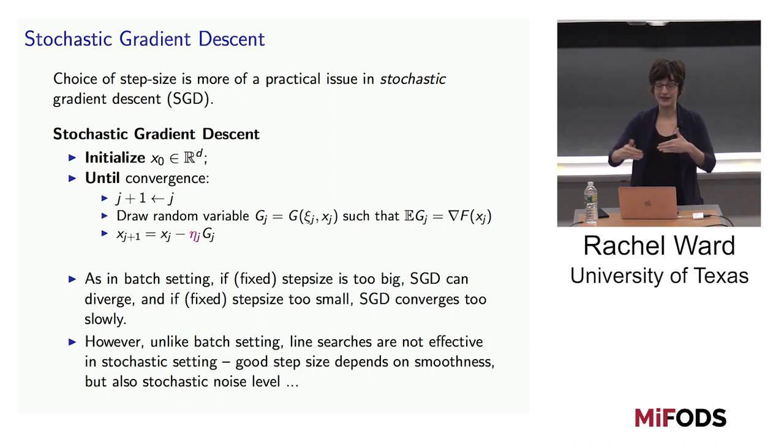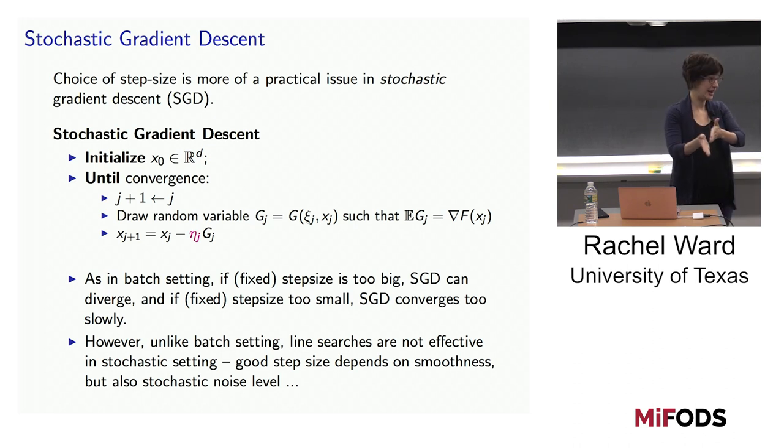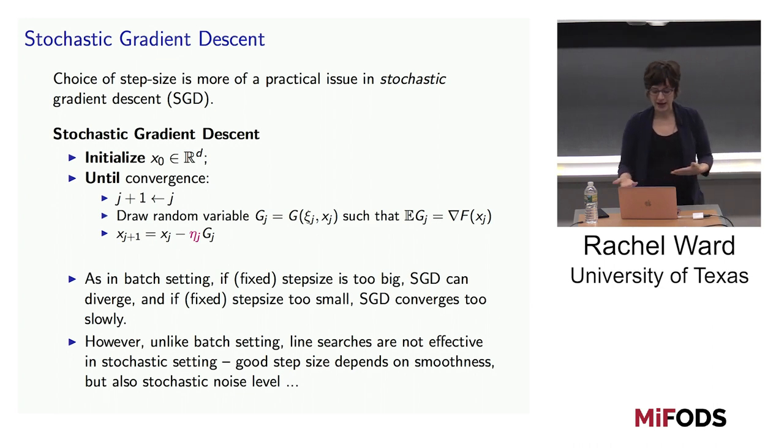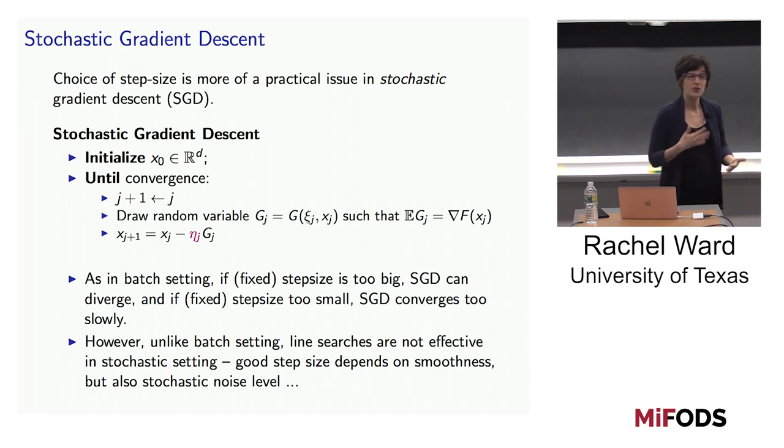greedily at that point. And I guess one explanation for this is we don't want to overfit the algorithm to a direction of descent that's already not exactly the correct direction. It's a random direction that's only correct in expectation, so we don't want to overfit to something that's not so precise. Another way of thinking about why line search doesn't work is that in stochastic gradient descent, the choice of step size has to balance this smoothness parameter L, as with gradient descent, and it also depends on how noisy the stochastic gradients are.